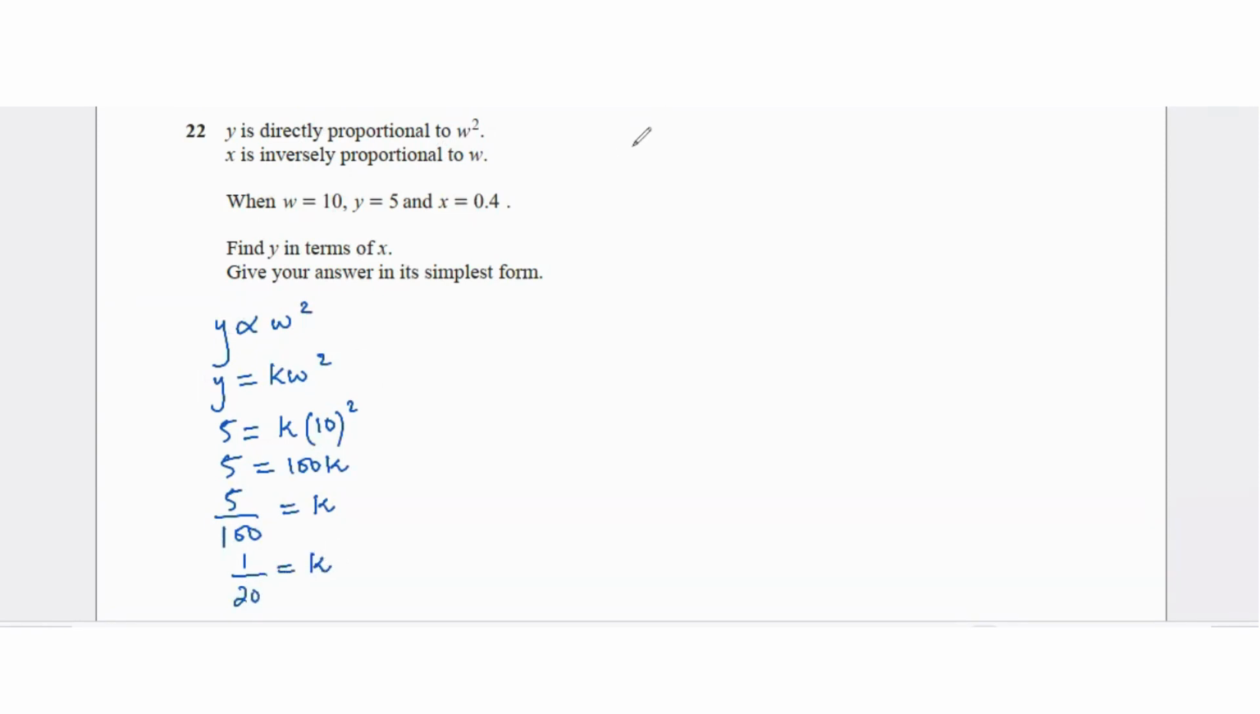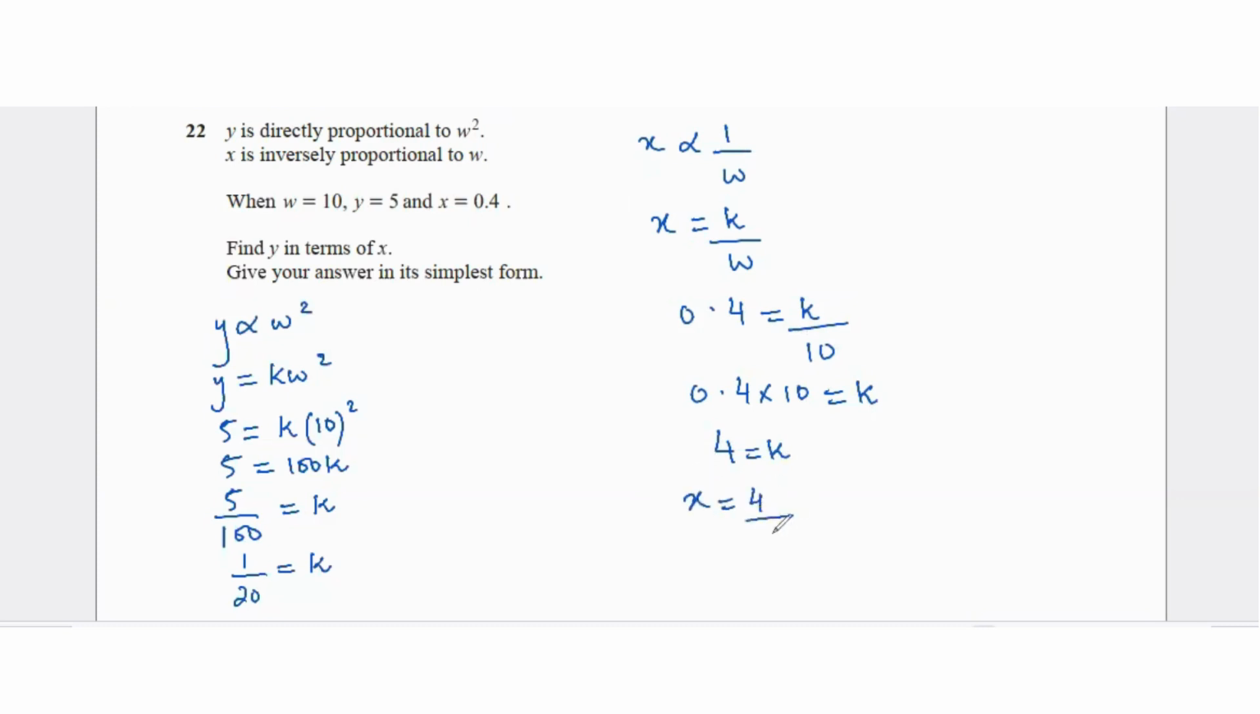Now, next, x is inversely proportional to w, which means x is k over w. So we'll find the value of k over here as well. 0.4 equals k over 10, and 0.4 times 10 equals k, which is 4. Both have different values of k, so now this equation becomes x equals 4 over w. This equation was y equals 1 over 20 w square.